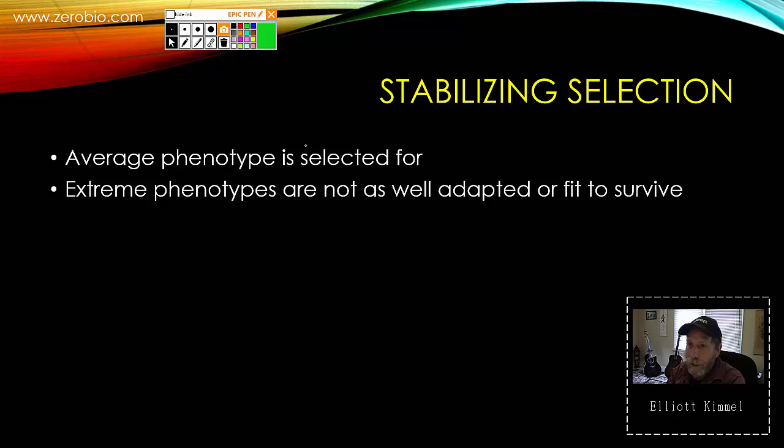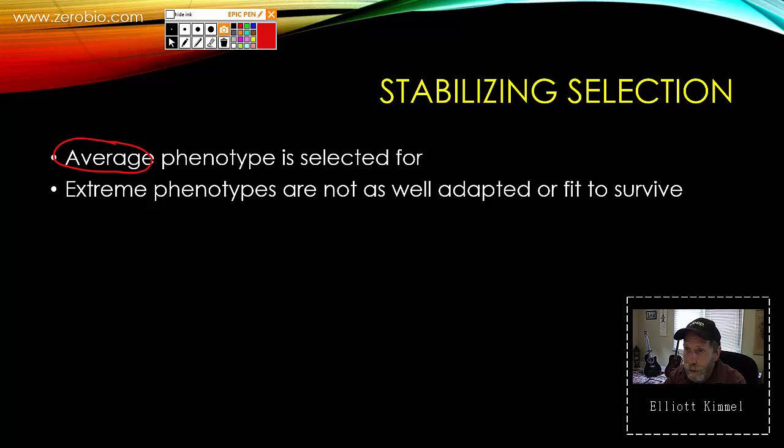Now, you're going to see the term phenotype again, and stabilizing selection is when the average, not the extreme phenotype, is selected for. So I'll give you an example. I'm going to show you a graph in just a minute, but the average phenotype is selected for, and the extremes are not as well adapted to the environment. They're not as fit to survive.